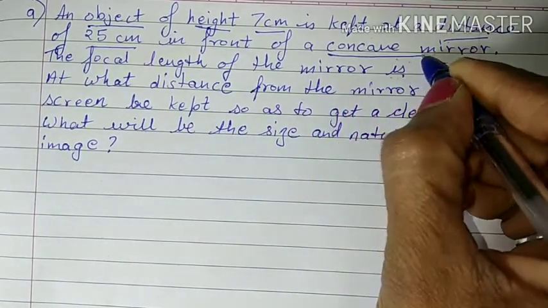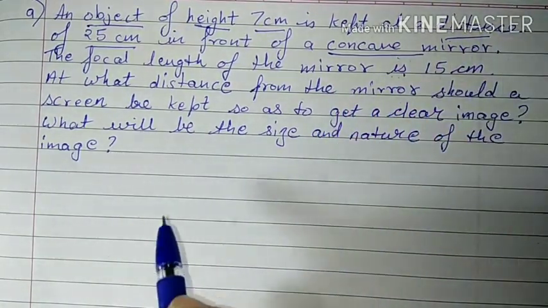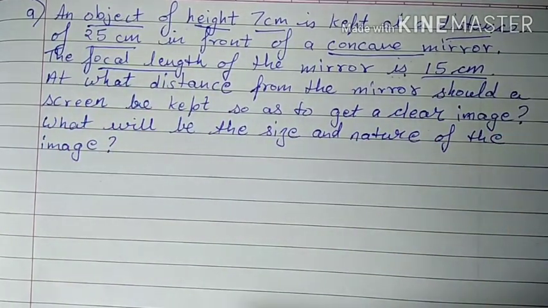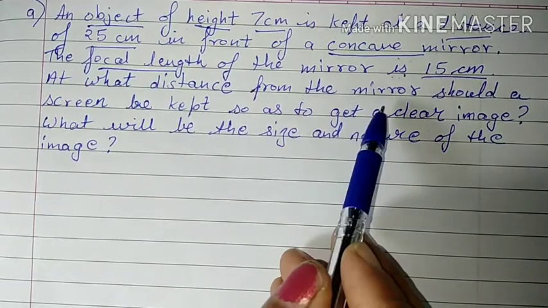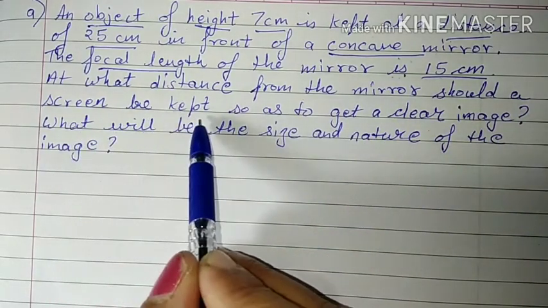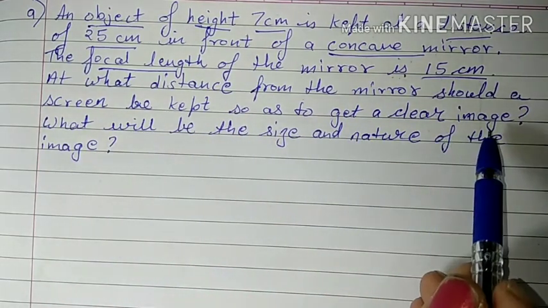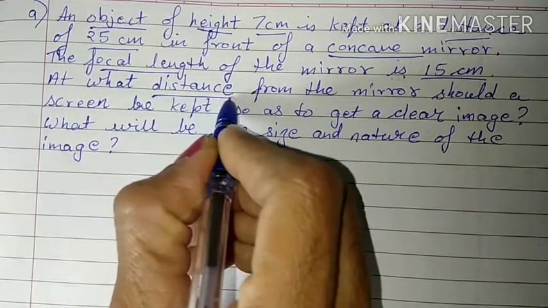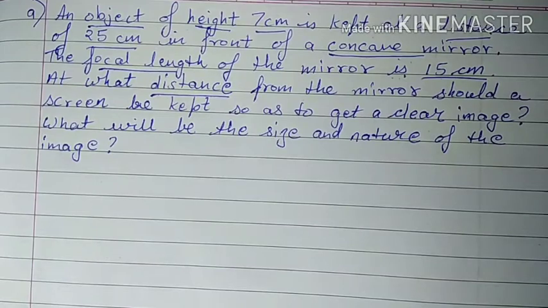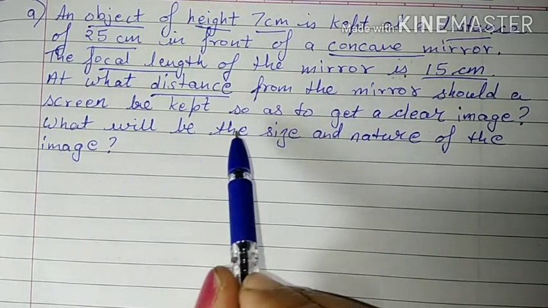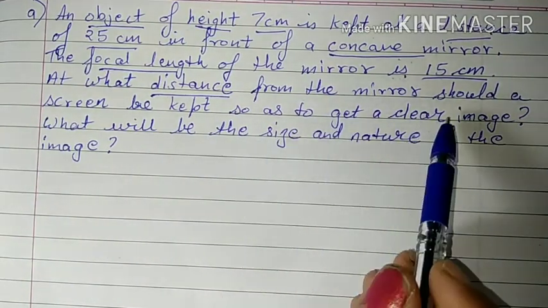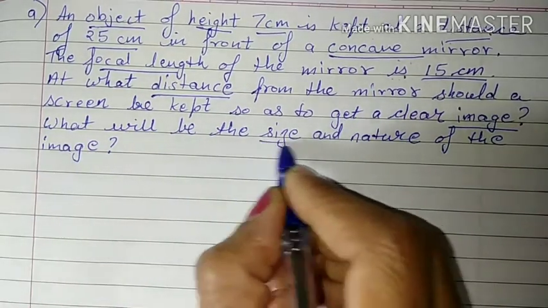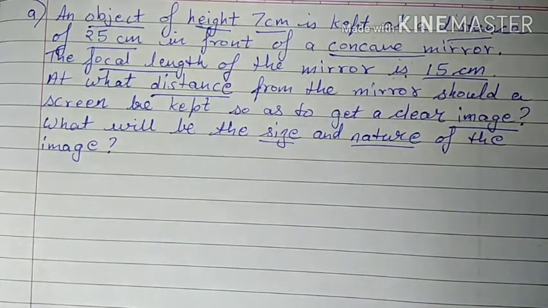Again, this is very important: what type of spherical mirror it is? The focal length of the mirror is 15 centimeters. At what distance from the mirror should a screen be kept so as to get a clear image? Here they're talking about the image and the distance. In simple words, what is the distance at which the image is formed? And the second question is, what will be the size and nature of the image?